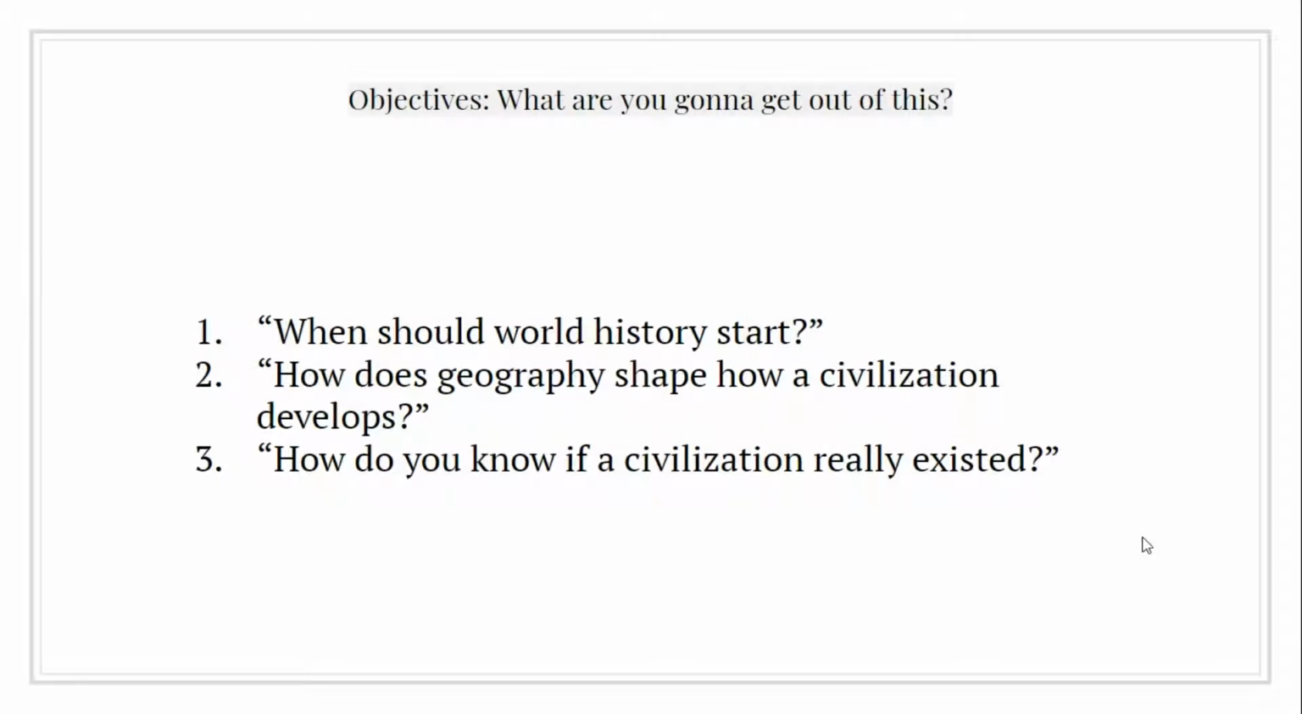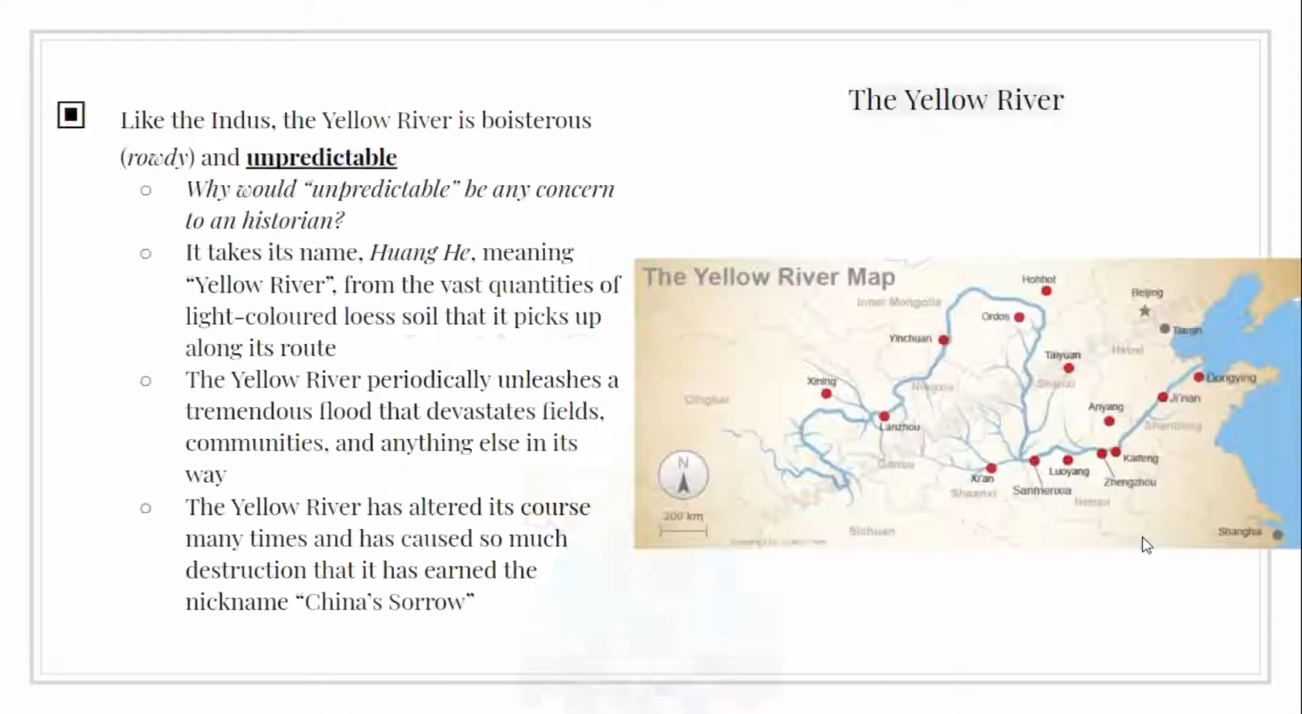So, what are we going to get out of this? Number one, when should world history start? Number two, how does geography shape how a civilization develops? And then number three, how do you know if a civilization really existed? So without further ado, let's go ahead and get started.